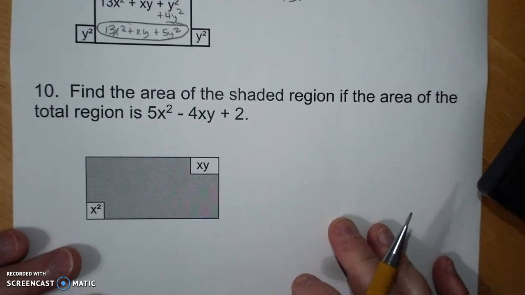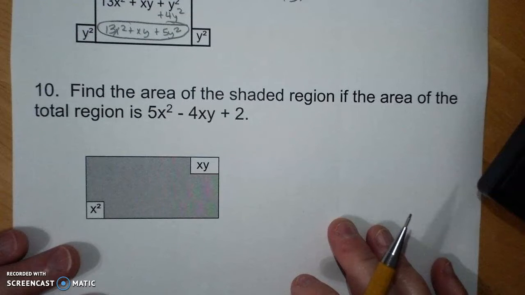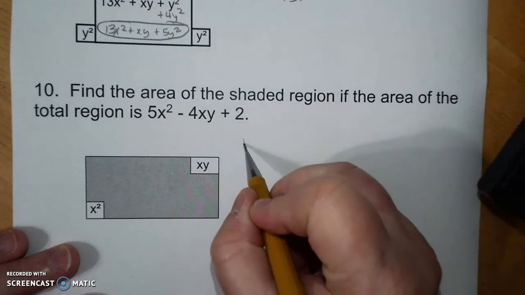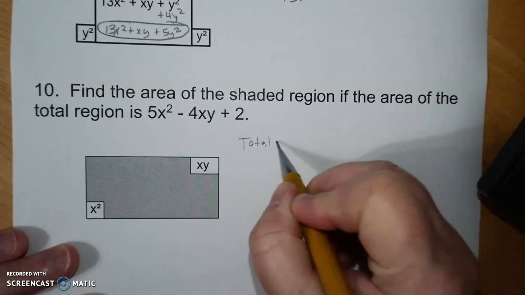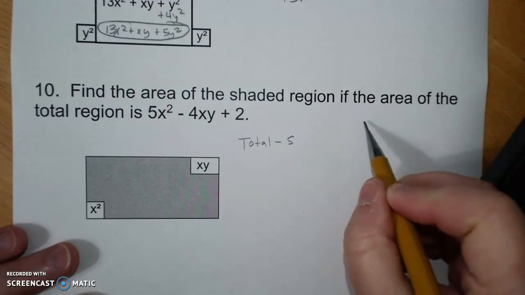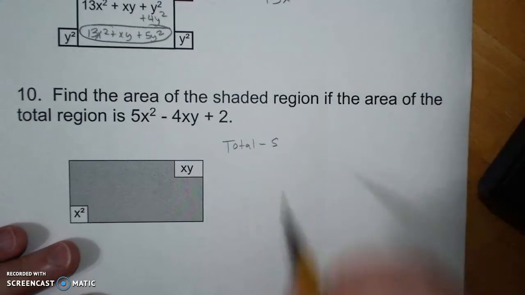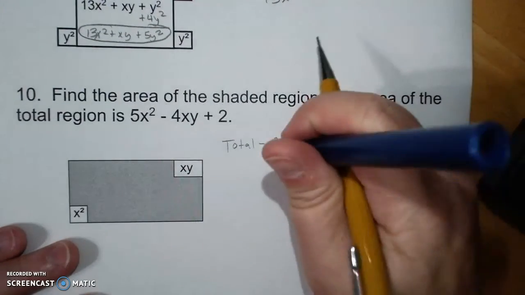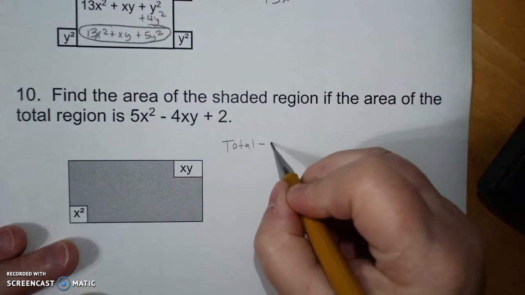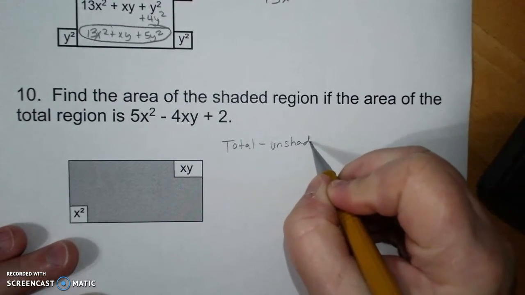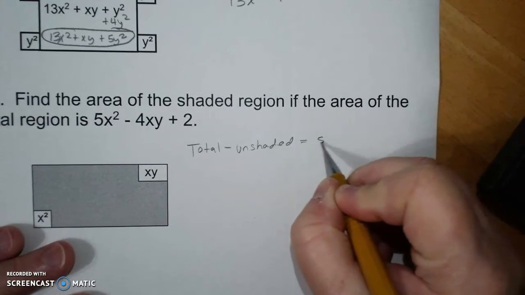Find the area of the shaded region if the area of the total region is that. So again, we're going to do total minus unshaded to give shaded. Total minus unshaded equals shaded.